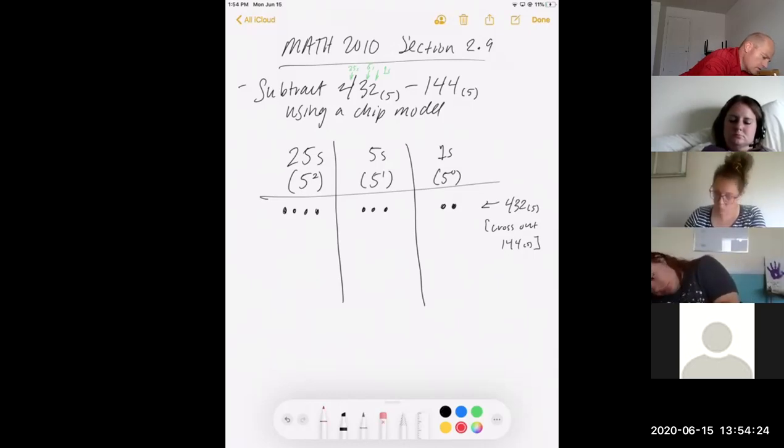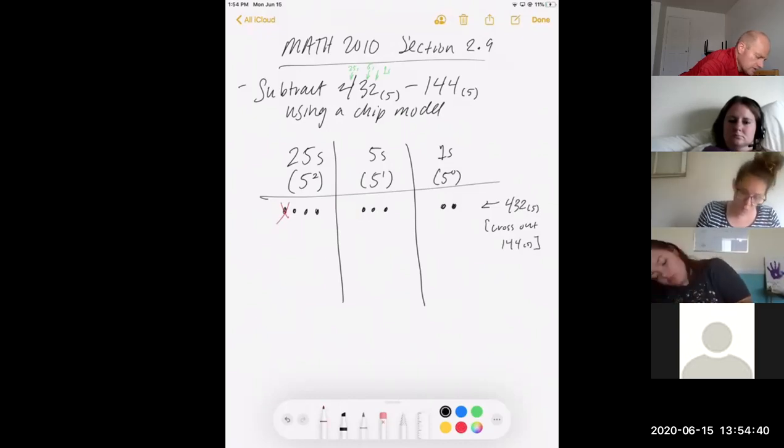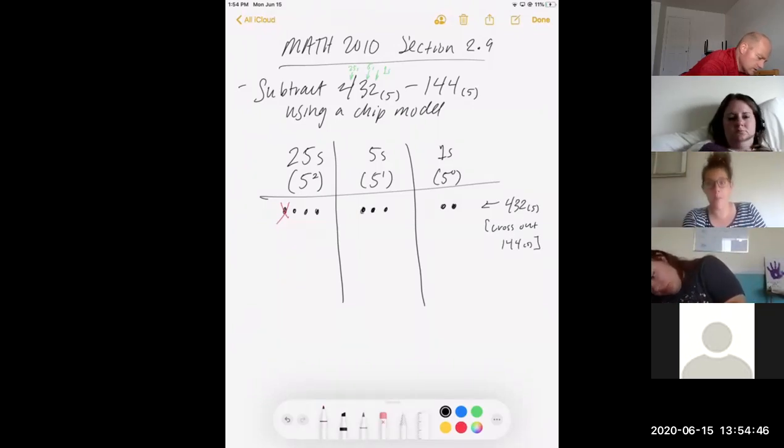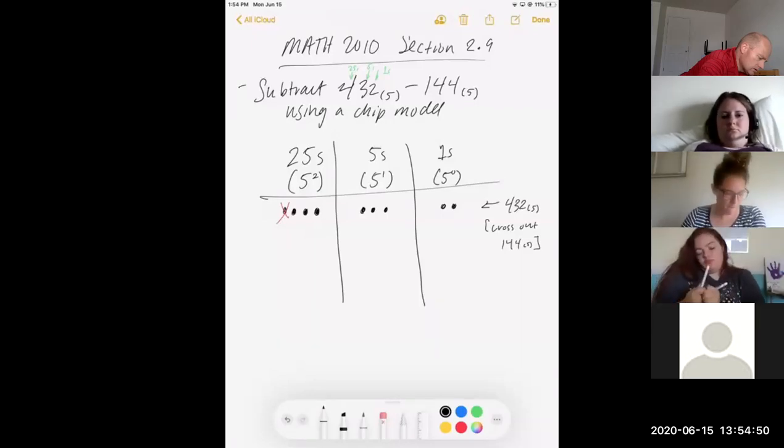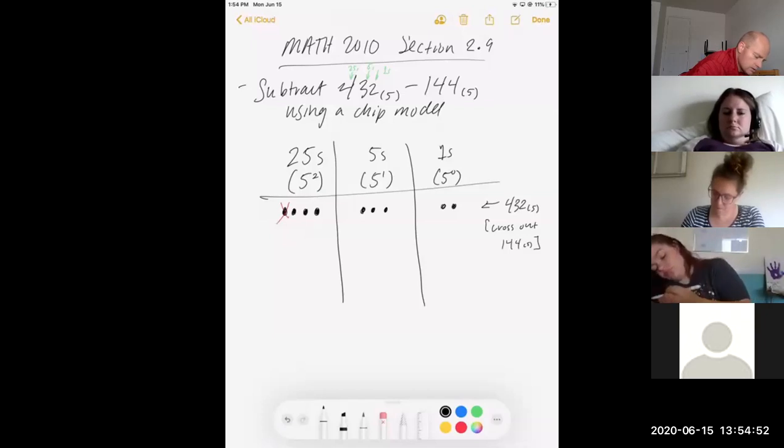So I cross out 1 here. That's all I need to cross out for the 25s. Then I need to cross out 4 from the 5s column. But I don't have 4 to cross out. So what do you guys recommend we should do? Somebody. You would take one out of the 25s column and put 5 dots in the 5s column.